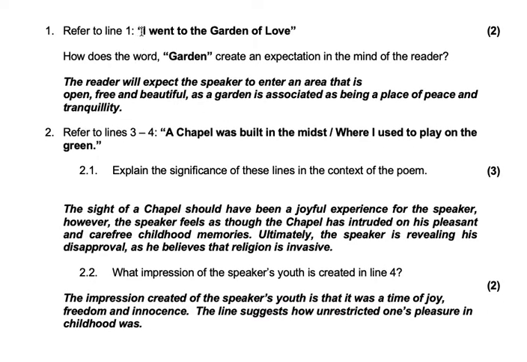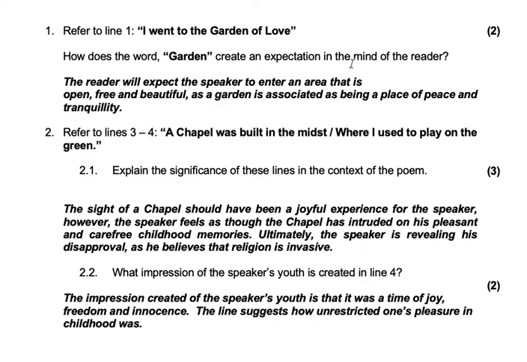Refer to line 1. I went to the garden of love. So the question is 2 marks and you need to state, how does the word garden create an expectation in the mind of the reader, right? So when you hear the word garden, when you read line 1, the speaker says, I went to the garden of love, and when you hear that word garden, what comes to your mind? What do you expect is going to happen?